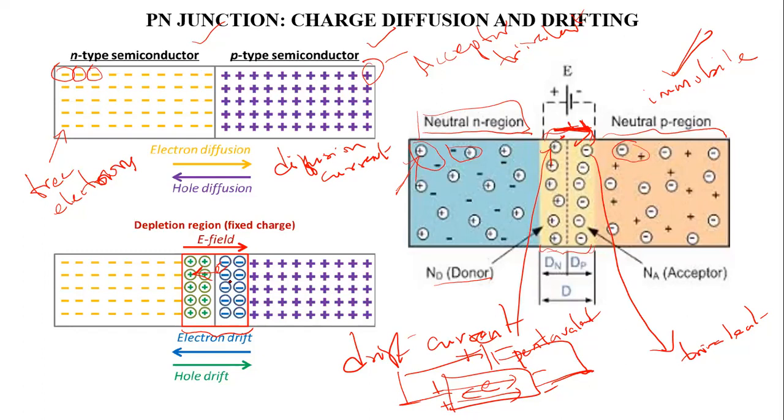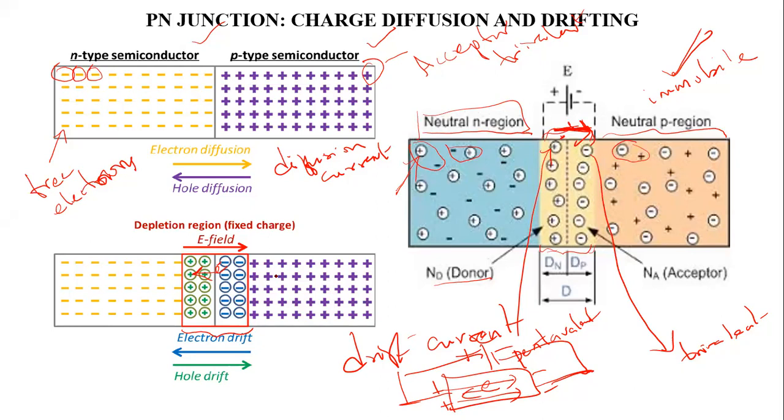And when the equilibrium is attained, the electron current due to drifting and the electron diffusion current will be equal and will cancel out. So there cannot be any further transfer of charge from the n side to the p side.